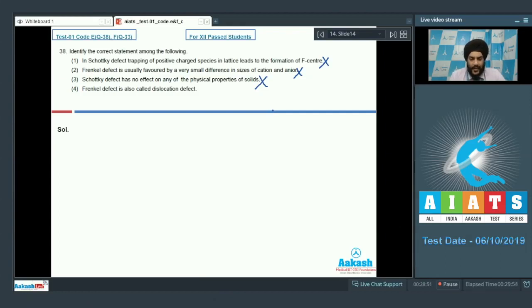Let us look at it. Frenkel defect is also called as dislocation defect. This is the correct statement, students. So for question number 38, we have to mark the correct answer as option 4. Let us look at the next question now.